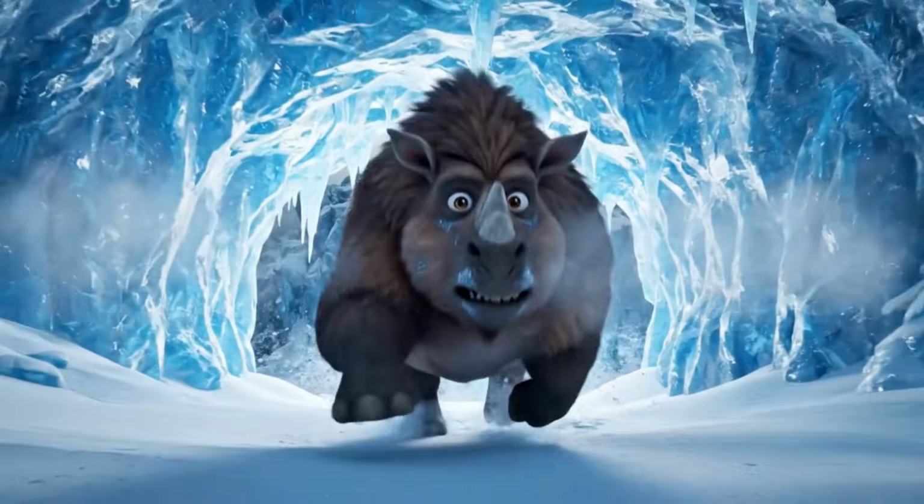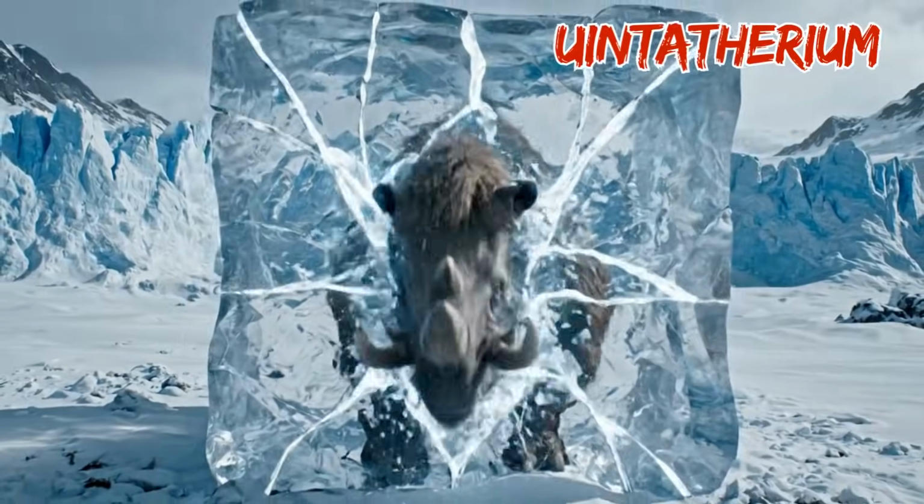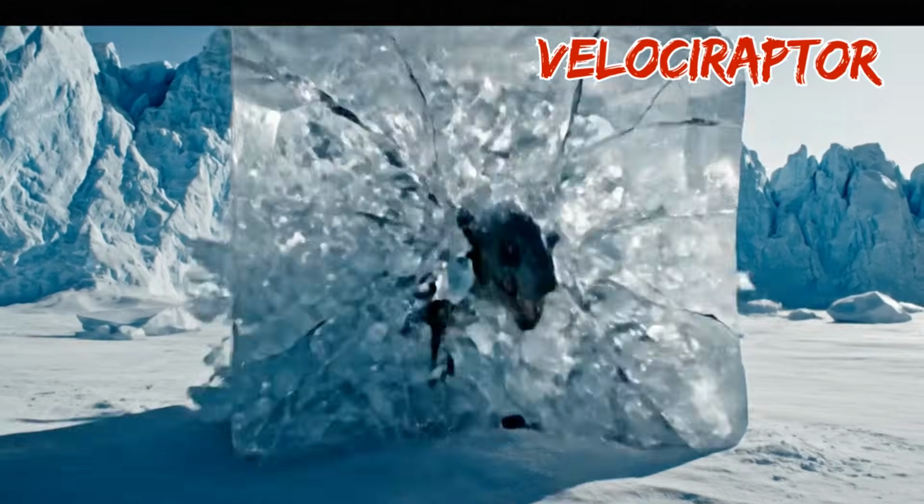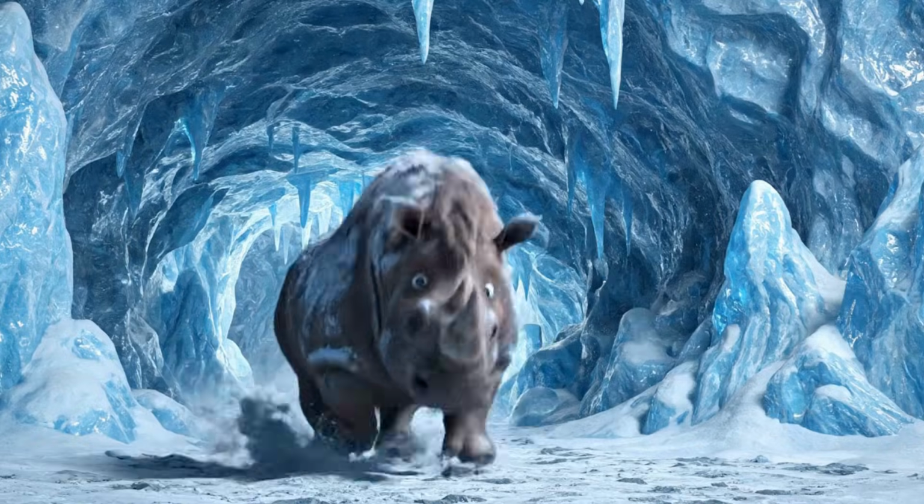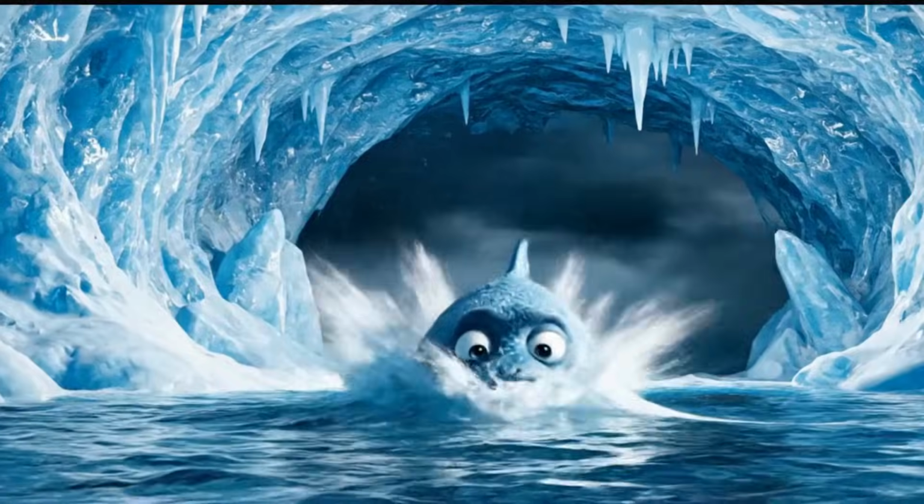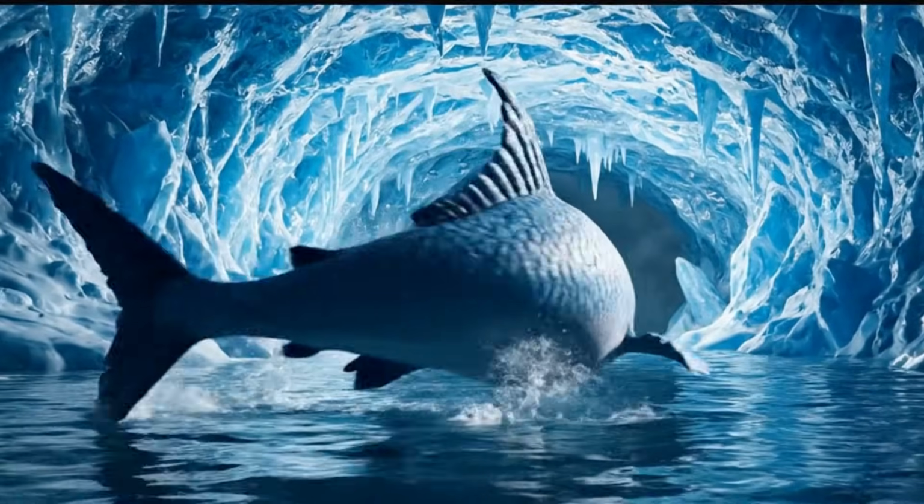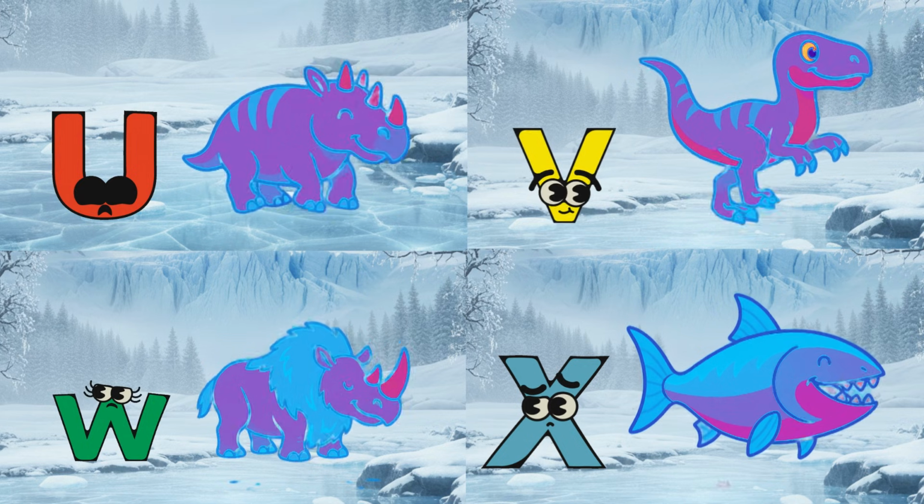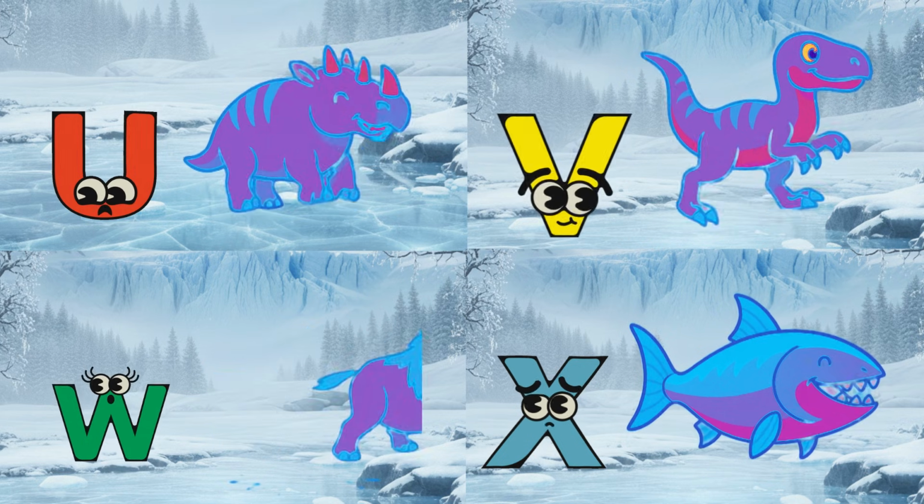U is for Utahraptor, roar, roar, roar. V is for velociraptor. W is for woolly rhino, snuff, snuff, snuff. X is for Xiphactinus, fish, splash, splash. U, V, W, X, Prehistoric Safari animals.